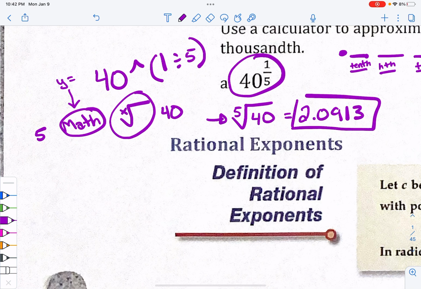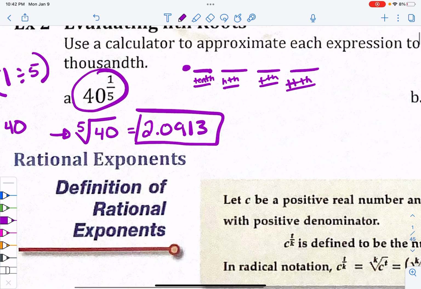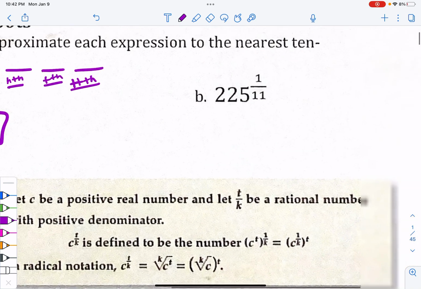2.0913, I think, is how to do it. I think that's the 5th root of 40. Okay? Don't quote me on that. I could be wrong. I think that's right. 2.0913.